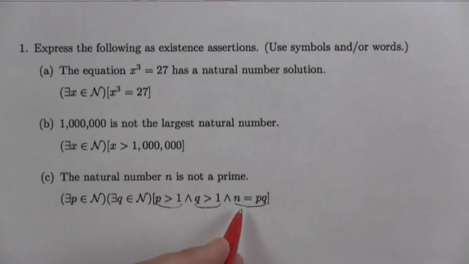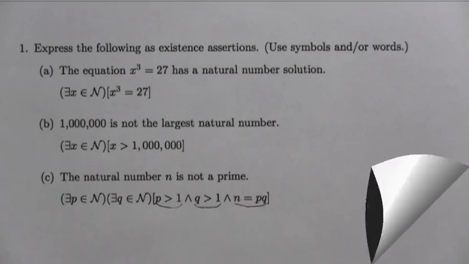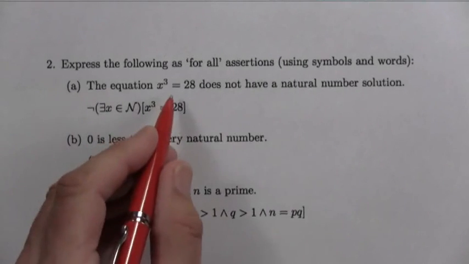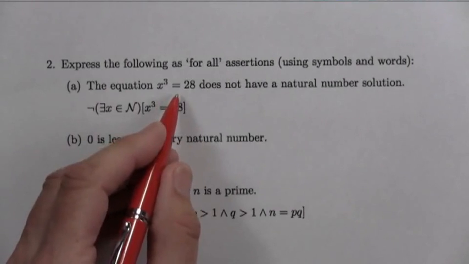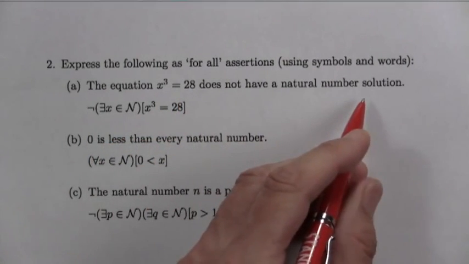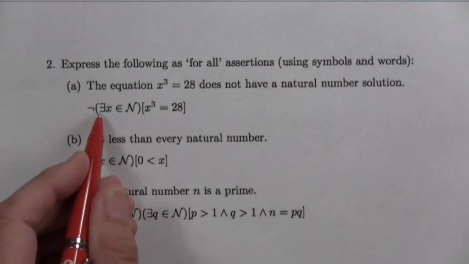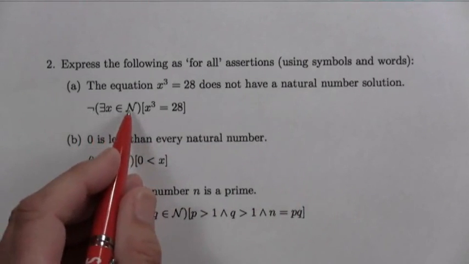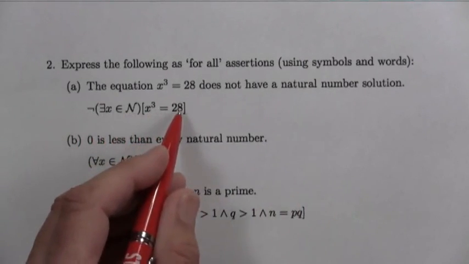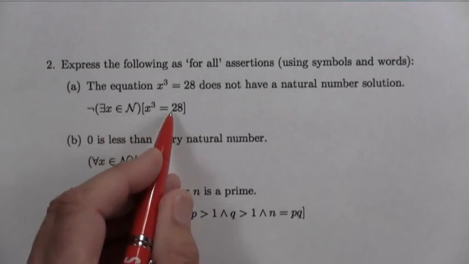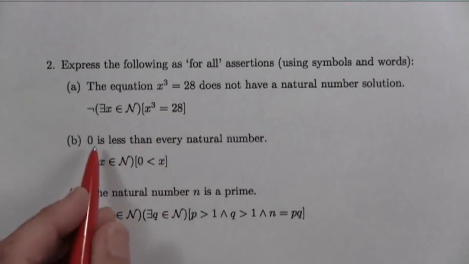Okay, well, let's go on to question 2 now. The equation x cubed equals 28 does not have a natural number solution. What I said was it's not the case that there is an x in the natural numbers for which x cubed equals 28. There does not exist a natural number x whose cube is 28.